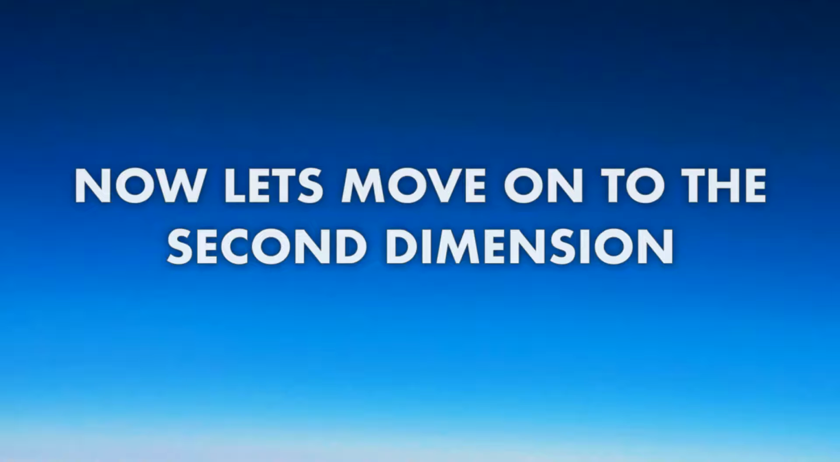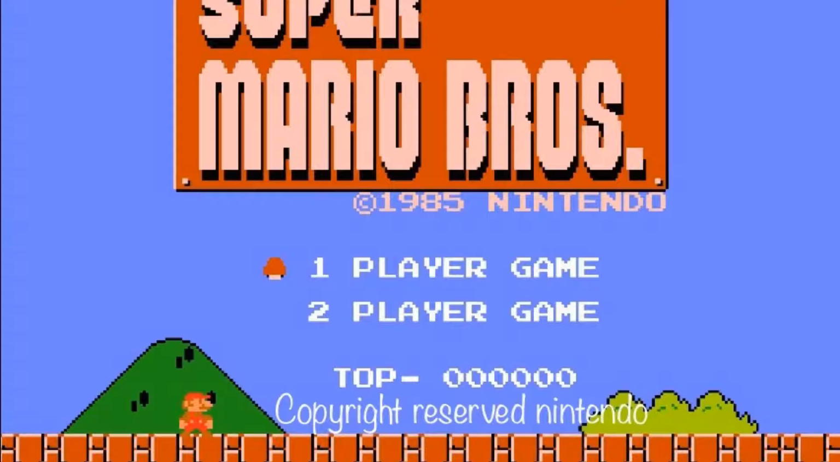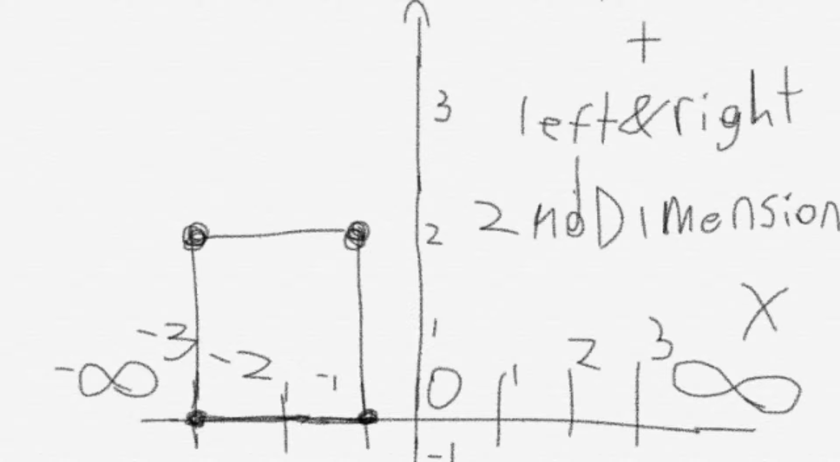Now let's move on to the second dimension. In the second dimension, things can move left and right and up and down along the y-axis and x-axis, sort of like Super Mario Brothers. In the second dimension, things can have length and width. You can find the area of a second dimensional figure by multiplying length and width, and you can show that second dimensional by squaring the unit.